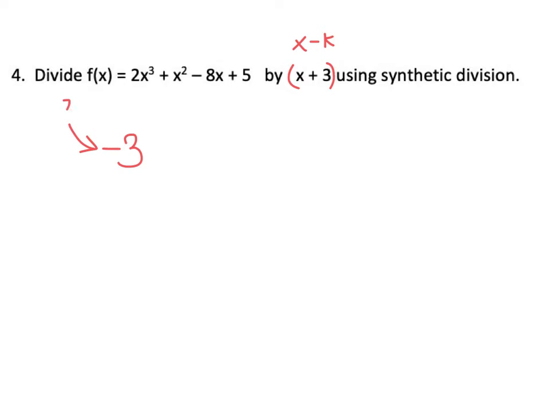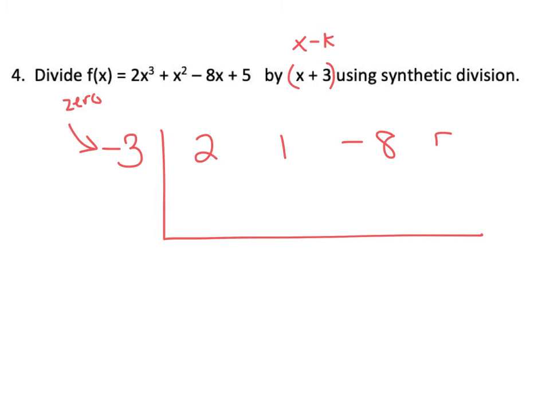All right, so I'm going to put this to help you keep it straight in your mind. Now we're going to set up our synthetic: 2, 1, -8, and 5. I do not need any placeholders. So I bring down, now I multiply -3 by 2 is -6. I add and I get -5.